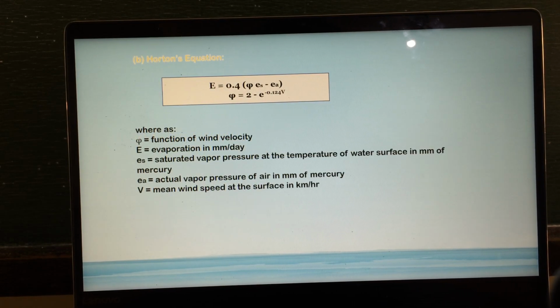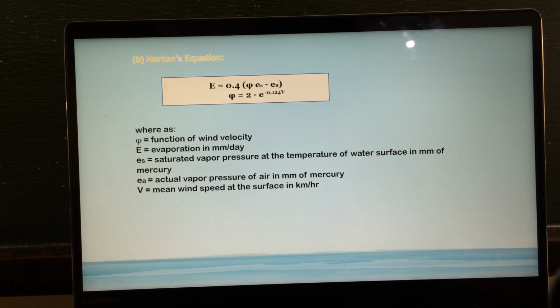B is the Horton's equation with the formula of E is equals to 0.4 times the quantity of phi times E sub S minus E sub A, where the phi is equivalent to 2 minus e raised to negative 0.124 times V, whereas phi is the function of wind velocity.